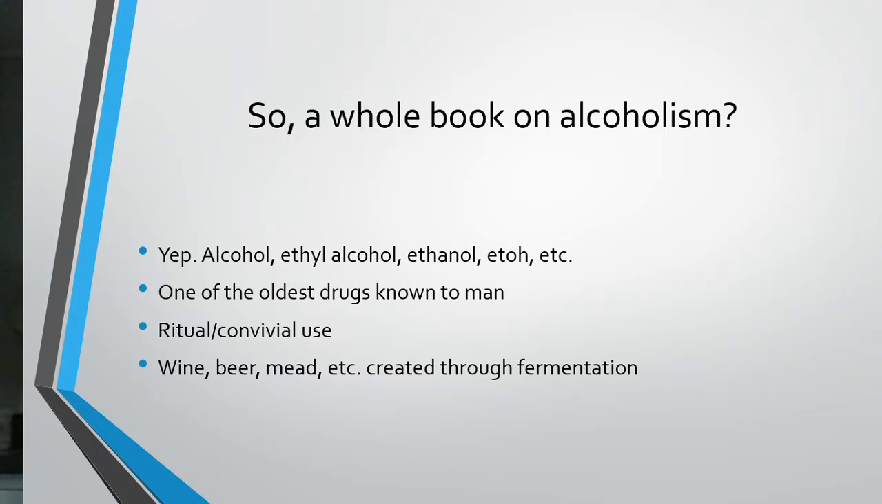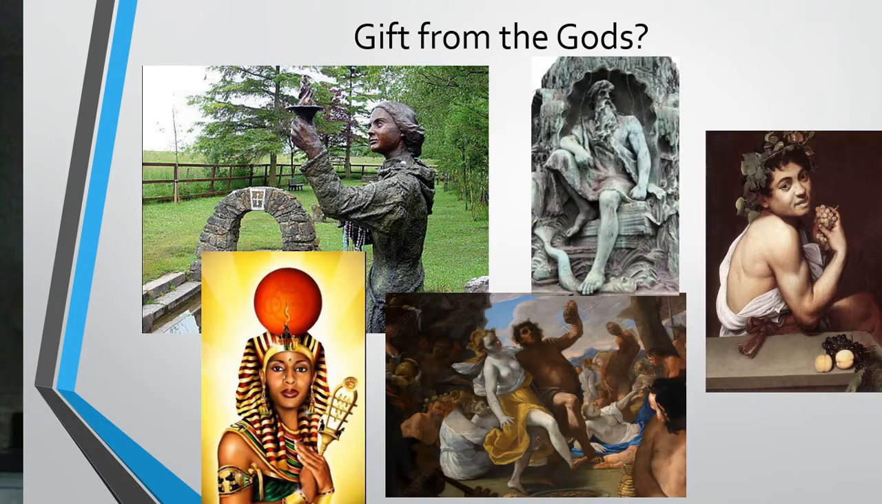Beer, wine, mead, etc. These are the starting points for ethyl alcohol, and these are beverages that are produced through fermentation. Fermentation produces natural alcohol. How alcohol is viewed in society depends on who you are, where you live, what your society teaches you about booze.